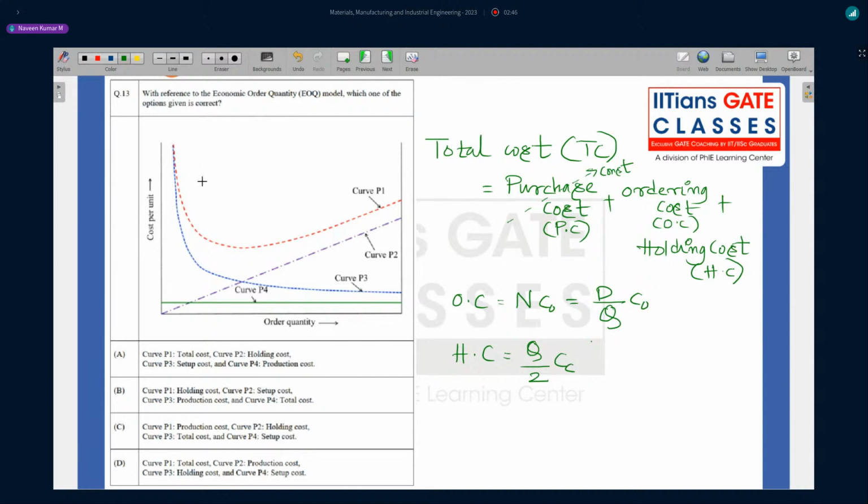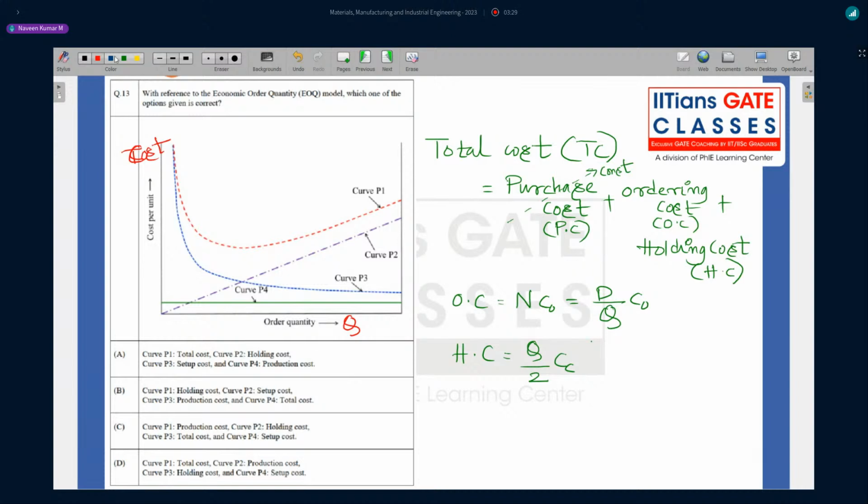How? See here. With reference to the economic order quantity, which one of the following options is correct? Let's not see the options first. We'll decide what the curves are, and then we'll go to these options and select whichever is appropriately correct. Here there are 4 curves, and on the x-axis we have order quantity, represented by Q, and cost is represented by total cost, or cost in rupees. The cost depends upon quantity Q.